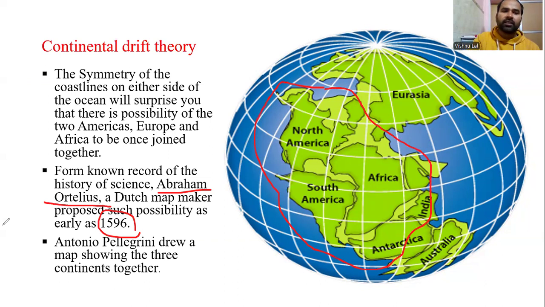After that, there was another person, Antonio Pellegrini. He drew a map, and in that map he had shown all 3 continents together. Which 3 continents? The Americas, Africa, and Europe. He had shown all these 3 continents together.